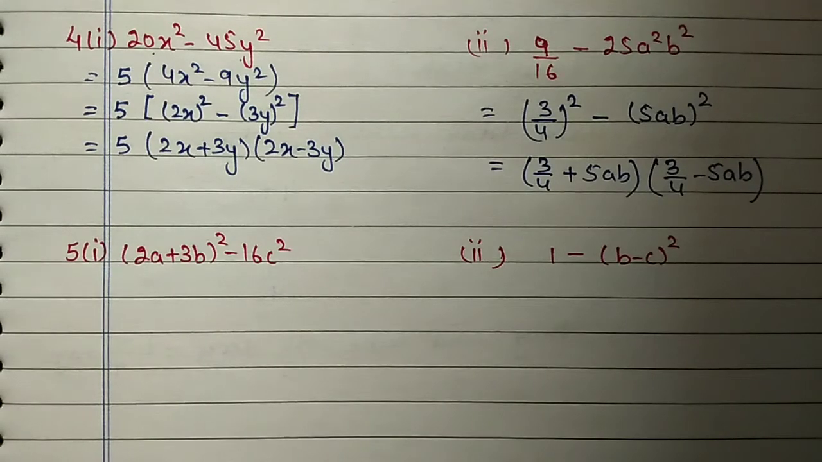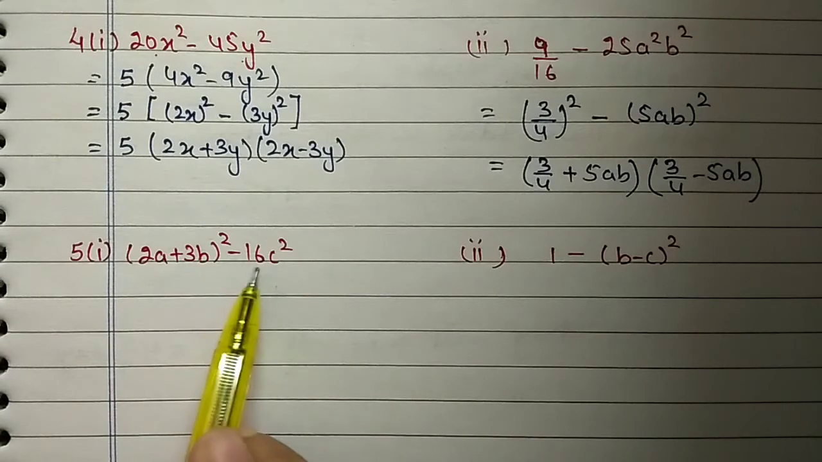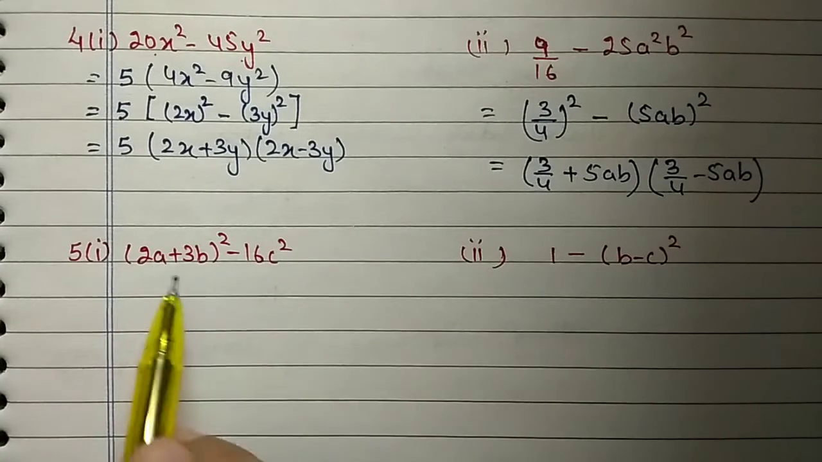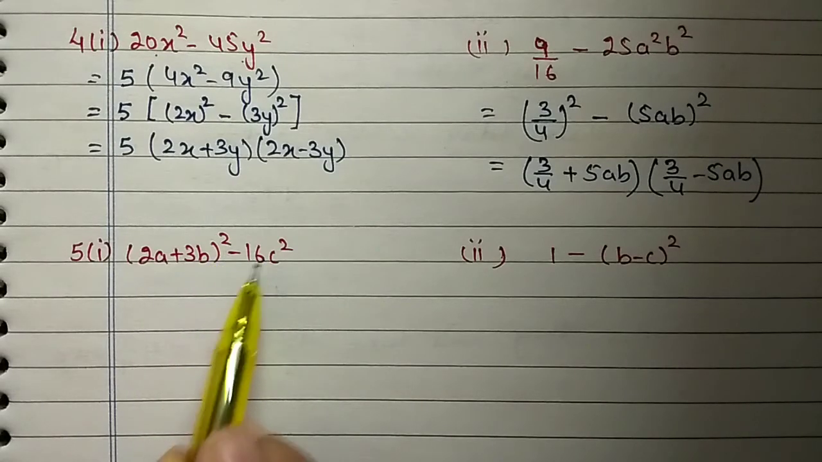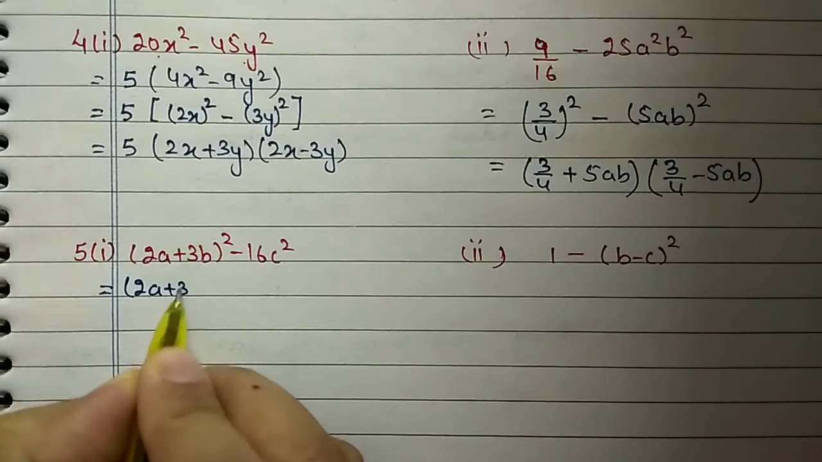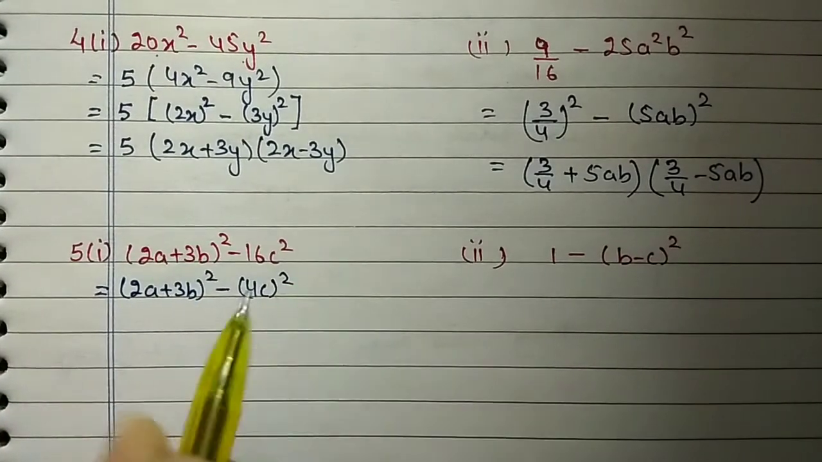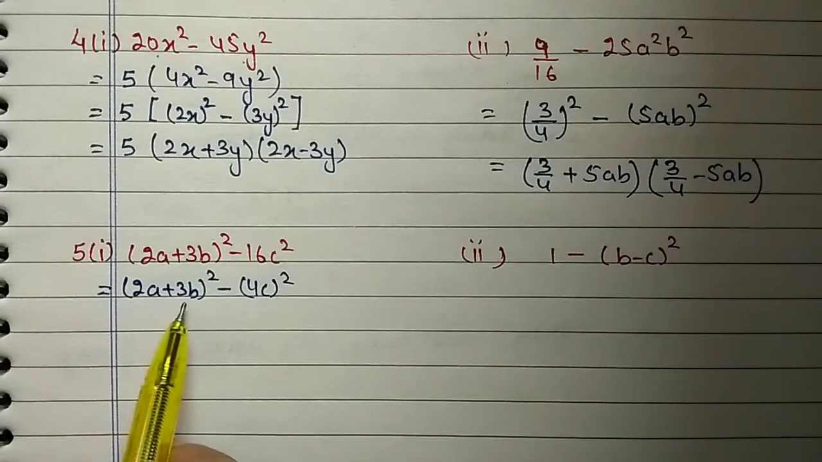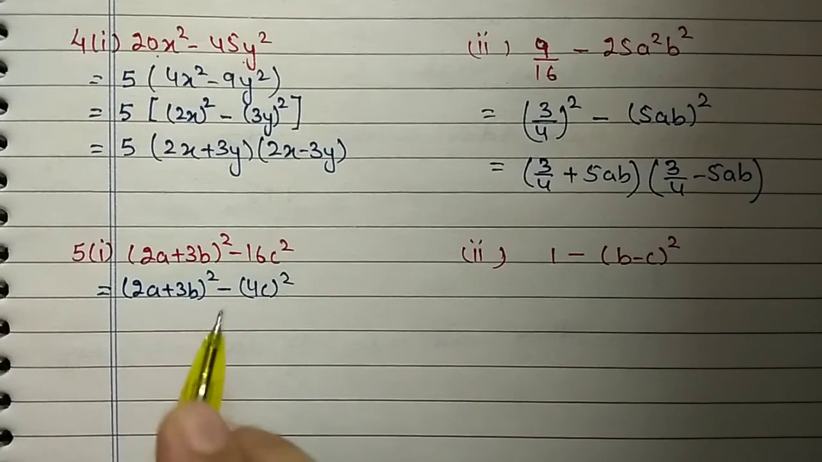Next, question number 5. First part: (2a + 3b) whole square minus 16c square. You can see the first term is given in whole square form already, and this second one we will change. So we can write it as (2a + 3b) whole square minus (4c) whole square. So this first bracket we will treat as a and this second bracket we will treat as b. A square minus b square means a plus b.